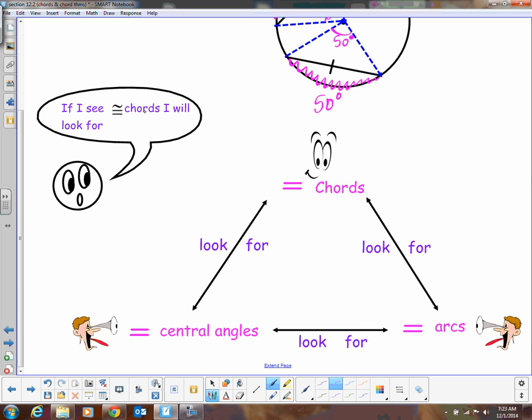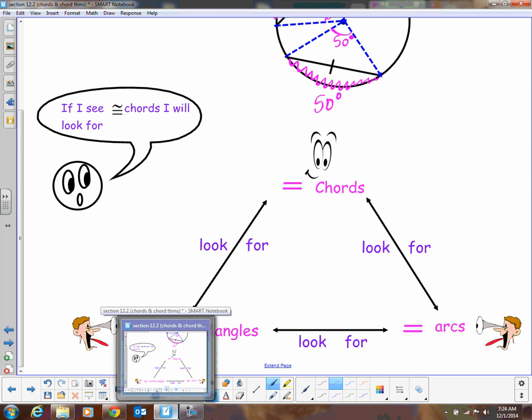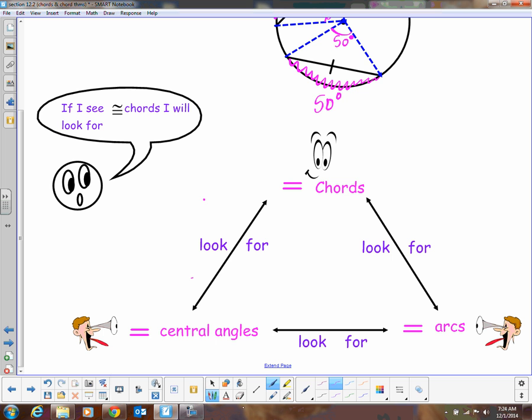If I see congruent chords, I will look for what? You see equal chords, you will look for equal arcs, and you will look for equal central angles. If you're given equal central angles, what do you look for? Equal chords and equal arcs. If you're given equal arcs, what are you going to look for? Equal chords and equal central angles. So for a lot of what we did on Friday, this diagram basically is everything, as concise as I can make it. So if you see congruent chords, you will look for equal central angles and equal arcs.